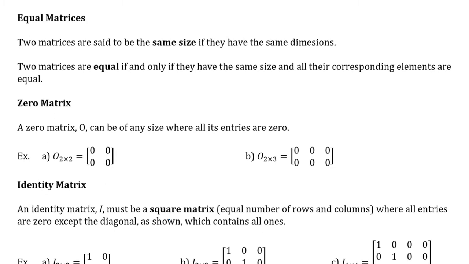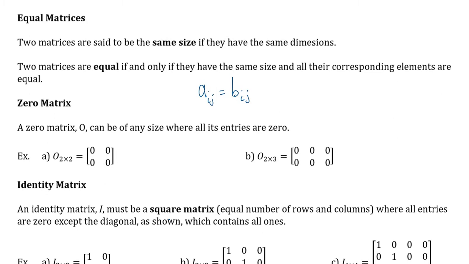Okay, so if we're comparing matrices, most of this is going to be very intuitive. 2 matrices are the same size if they have the same dimensions. Easy enough. Then 2 matrices are equal if and only if their size obviously has to be the same and all their corresponding elements are equal. So if I have A and B, then Aij will equal Bij for each i and j for the entire matrix. And if that's true, then A will equal B.